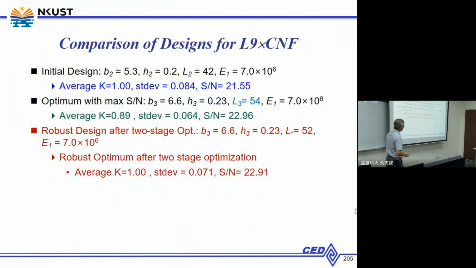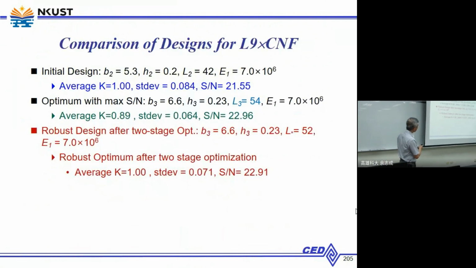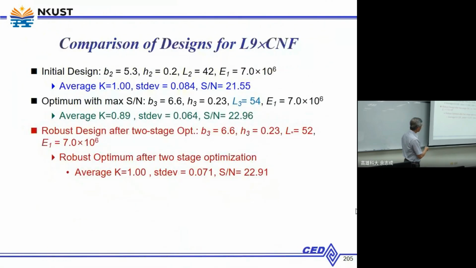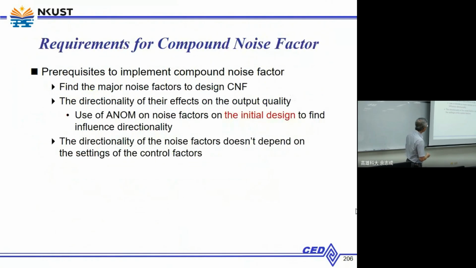So doing the similar adjustment, you can find out the optimum design after two-stage optimization, and you find out that the result will be similar to our previous example. Okay, I will work on that using the Excel file.